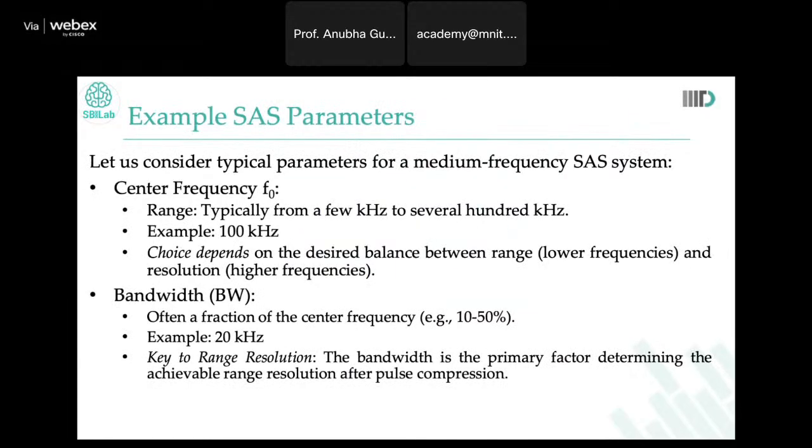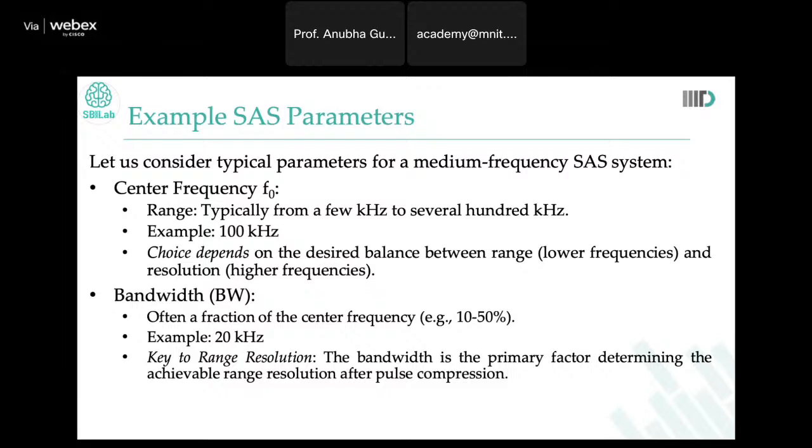So let's look at some example SAS parameters so that we can understand the system. We discussed that there is a start frequency in the LFM chirp, 2 pi f naught t plus pi alpha t square. So f naught was the start frequency, or we can also say the center frequency. Typically it is a few kilohertz to several hundred kilohertz. Let's say, for example, we consider 100 kilohertz. The choice depends on the desired balance between range, lower frequencies, and resolution, higher frequencies.